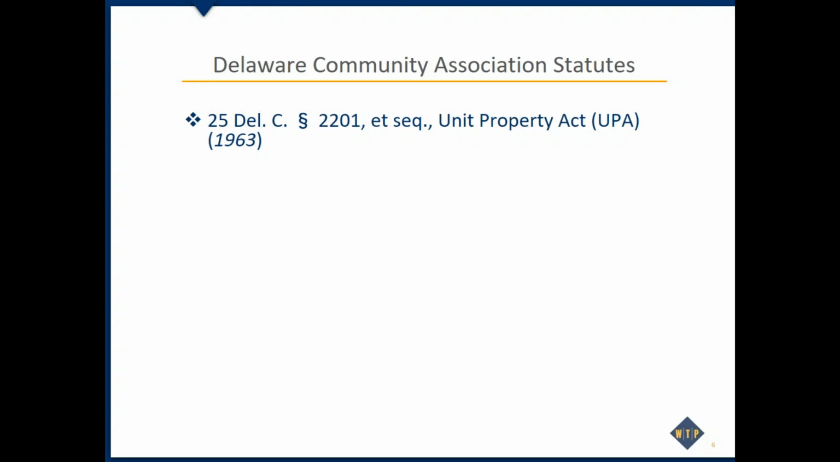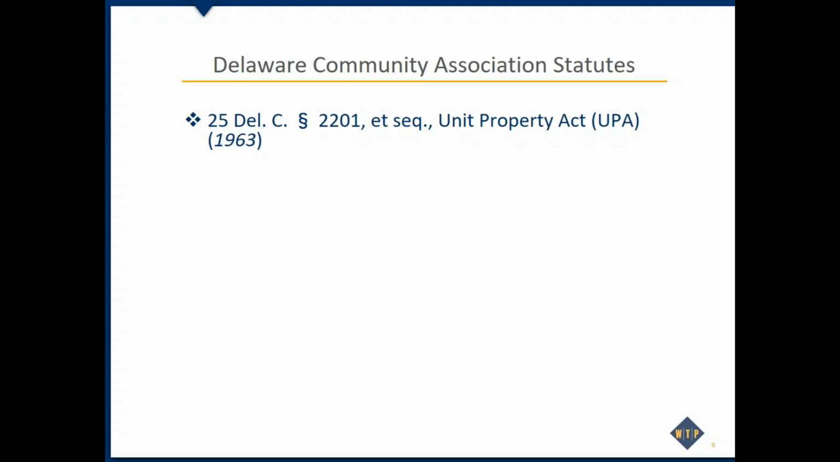Before we really get into that subject, it makes sense for me to back up and give everybody a general overview of what the Delaware statutory landscape looks like. In the slide, which will be on the screen here for the folks in the room and on the web, first is Delaware's Unit Property Act. This was adopted in 1963. Now, this act applies only to condominiums.